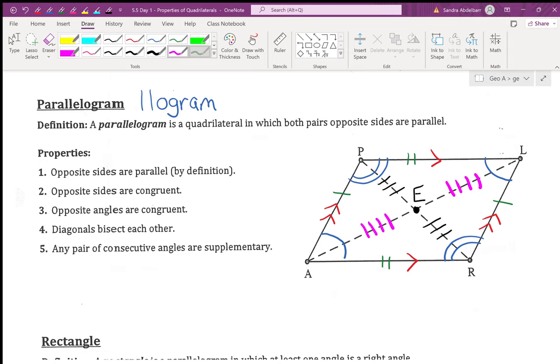So any pair of consecutive angles are supplementary. That means this big angle A is supplementary to which angle? Angle R, but it's also supplementary to what other angle? P, right? Those are the ones that are following each other. So the big A is supplementary to the big R. The big A is supplementary to the big P. What about the big R? Which angles is that supplementary to? Adam? Angle A and angle L. You got it. What about angle L? Which angles are they supplementary to? James? Angle R and angle P. You got it.